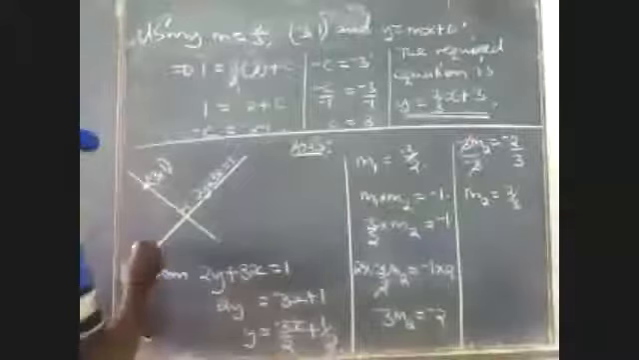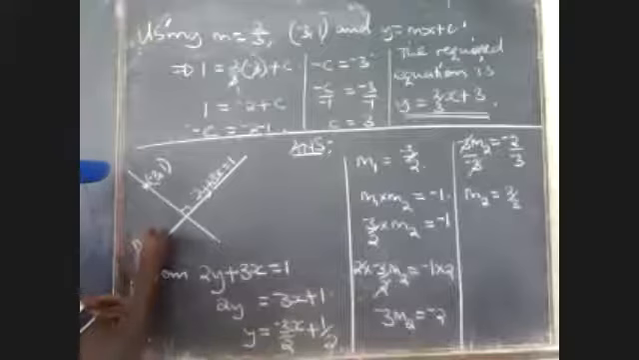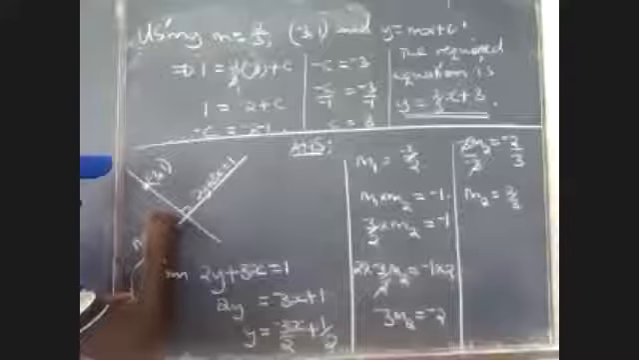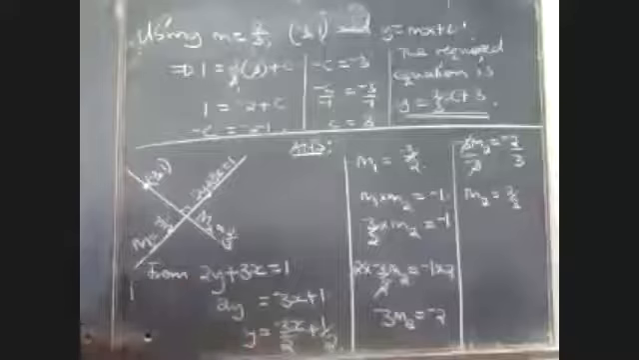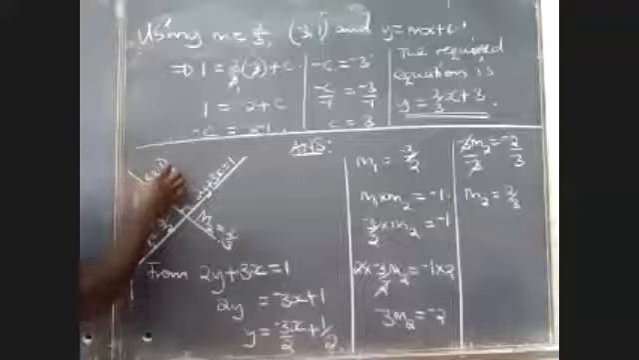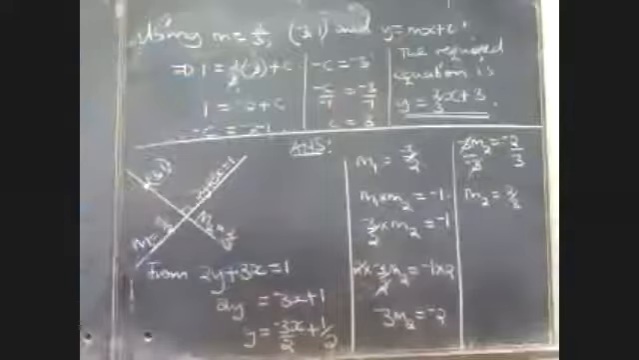We got m2 as 2 out of 3. Now, after getting m2, I say the gradient is m, which is this one. The only point we have on the line is this one, which I have put here. I use y equals mx plus c to get the equation of this line, which is this.